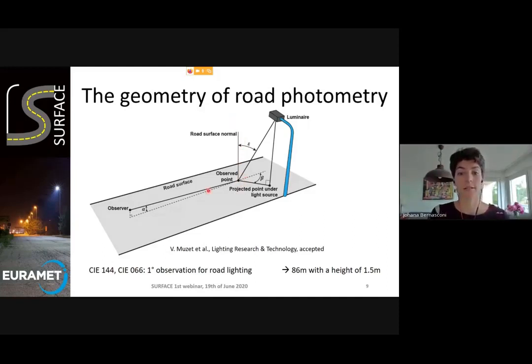And so to characterize this reflection of the light toward the observer, we have to consider the angle to the vertical of the light incoming onto the surface, the angle with the direction of observation, which is beta, and the observer angle, alpha. And until now, it was defined as 1 degree observation for road lighting, which corresponds to a distance of 86 meters with a height of 1.5 meters.